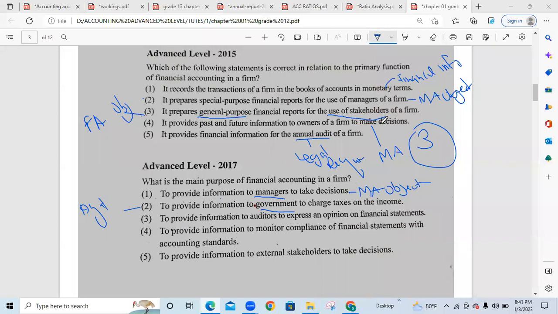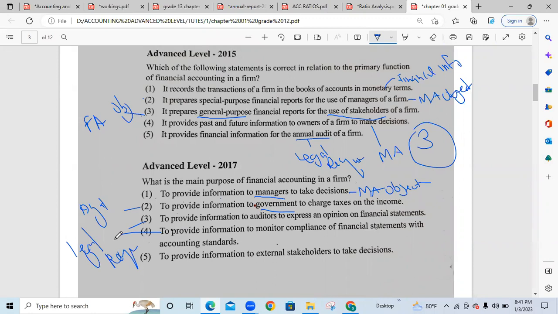Next one, to provide information to auditors to express an opinion. It's a legal requirement. You have to have auditors. Provide information to monitor compliance. Yeah, it's also a legal requirement to see whether you're following the laws and regulations. You are giving information to see whether you're following the rules and regulations. So they will come and check whether you're doing according to the standards. If you're not following, they can punish you. I'm talking about the professional bodies, the people who look after the companies. They will come and check.